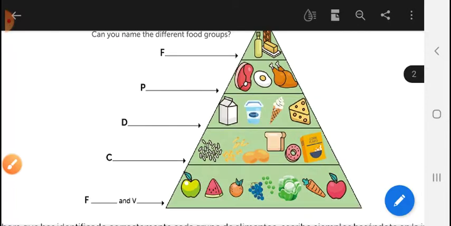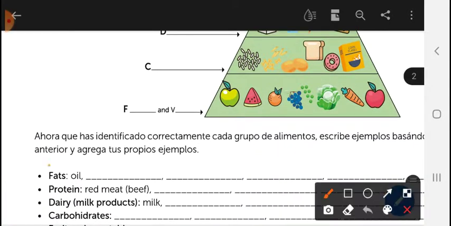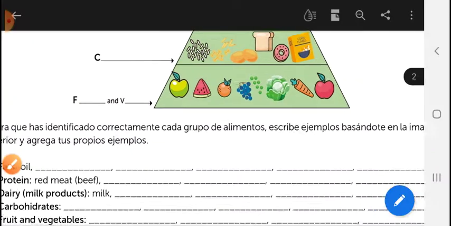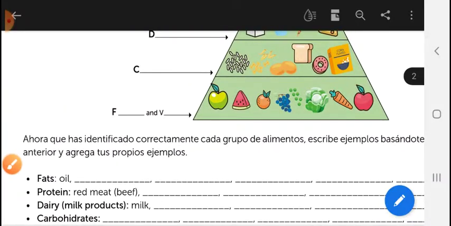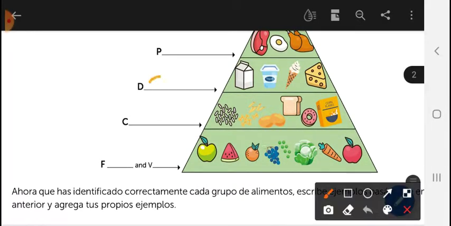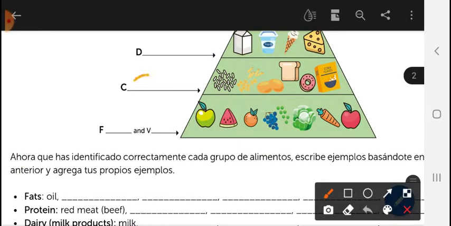Okay? So you have to write here, ahora que has identificado correctamente cada grupo de alimentos, escribe ejemplos basándote en la imagen anterior y agrega los propios ejemplos. So for example, here F is for fats, yes. P is for protein, yes. D is for dairy products. C is for carbohydrates, okay? Carbohydrates. F is for fruits and vegetables, okay?